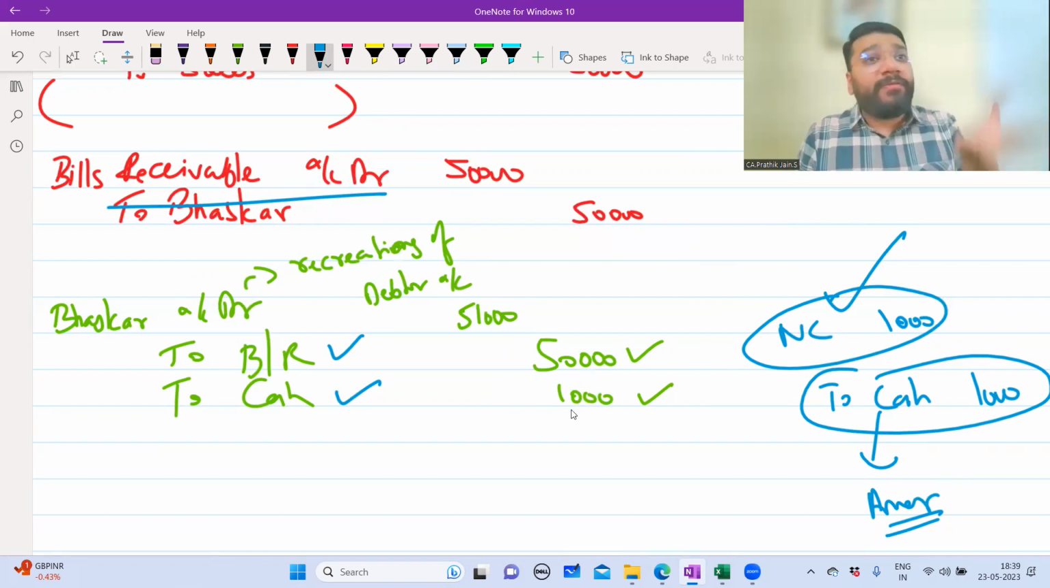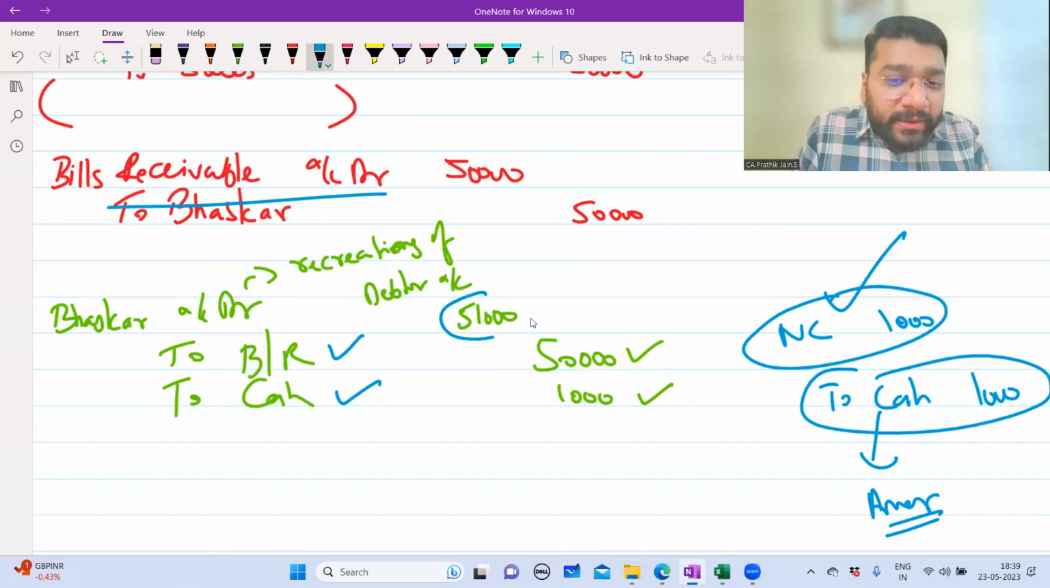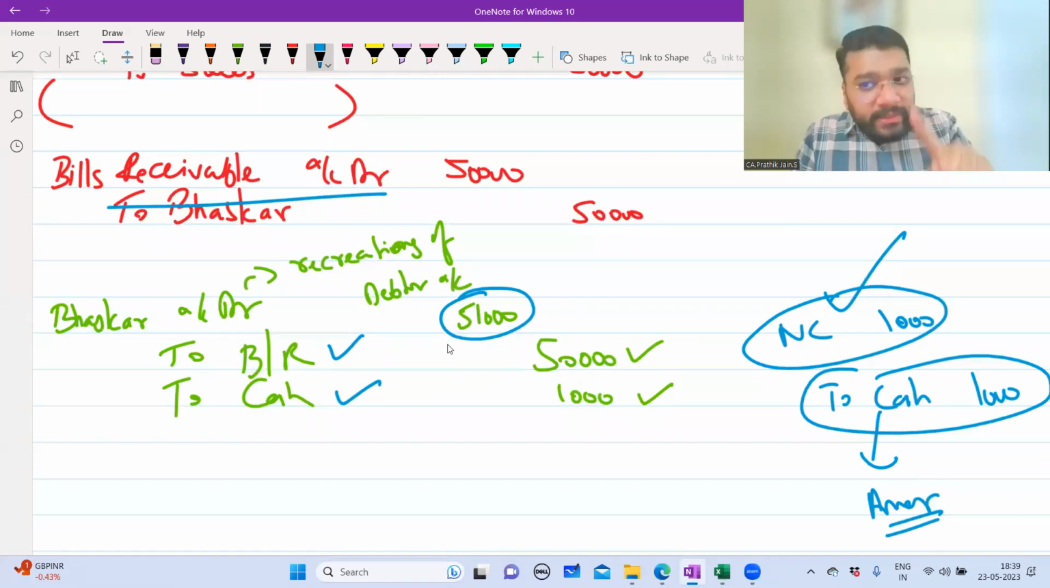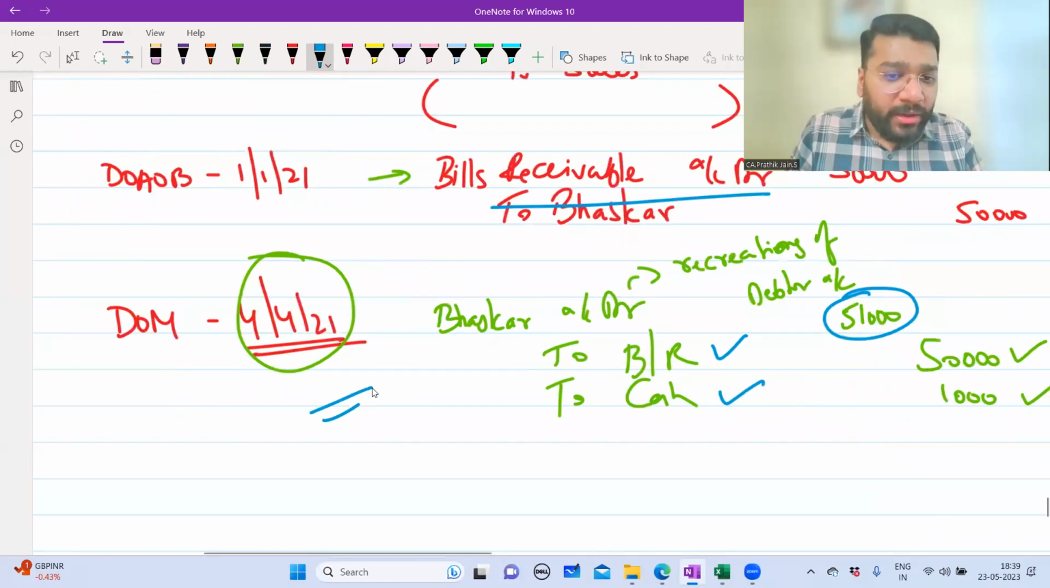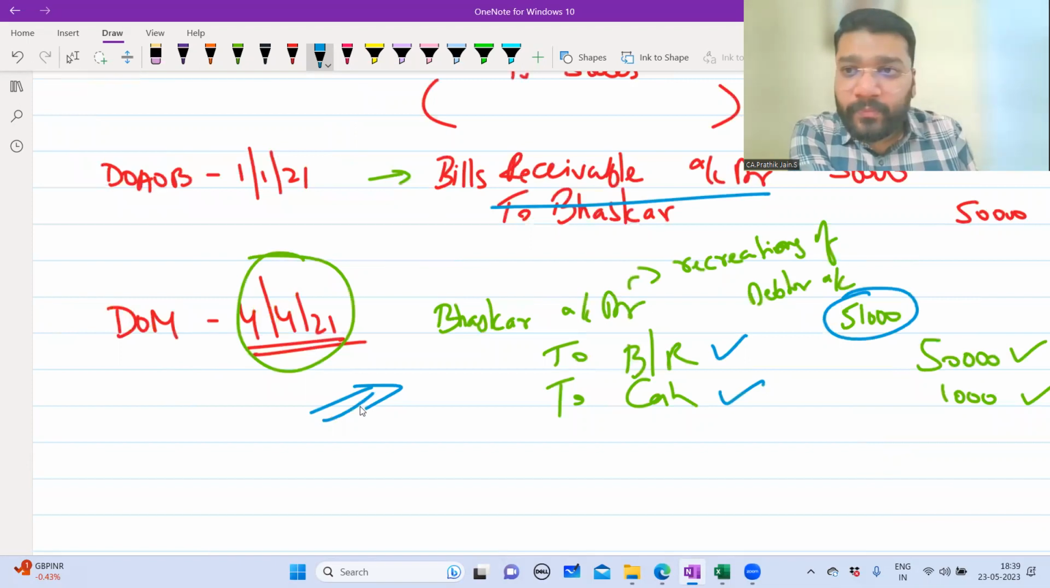So now we have to recover from Bhaskar how much amount? 51,000 totally. How? 50,000 towards the original bill and 1,000 towards notary charges. So this entry is something which you have to be very careful about or else you lose marks. Online people, any problem with the dishonourment of bill entry? No, sir. No, sir.